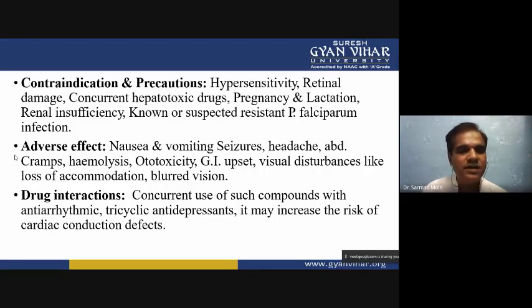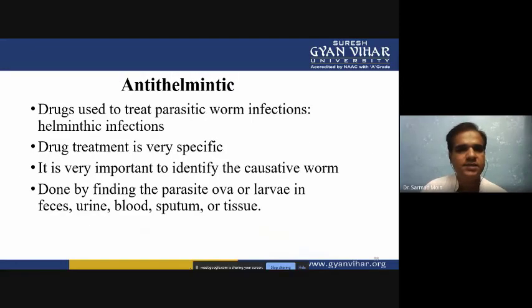It will interact and cause very adverse effects when we give these drugs in combination. Next are anti-helminthic drugs, which are effective against worm infections, particularly helminthic infections. These drugs are useful for specific types of infection, and it is very important to identify the causative worm before we give them.